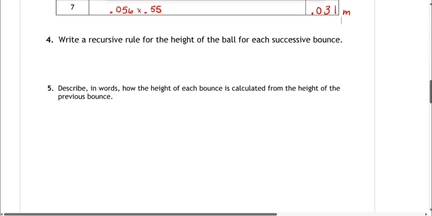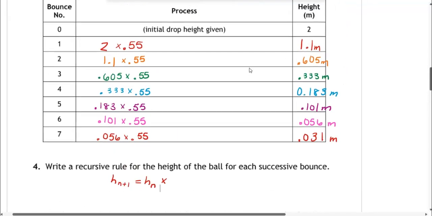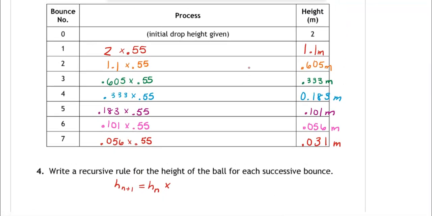All right, write a recursive rule for the height of the ball for each successive bounce. Well, let's look at that. So recursive rule, remember that that is where we're going to have h of n plus 1 is equal to h of n, and then the value that is going to be here is whatever is being multiplied here. If you notice, I'm taking the previous term, and I'm multiplying it each time by 0.55. So times 0.5, I'm going to make that 0.55.